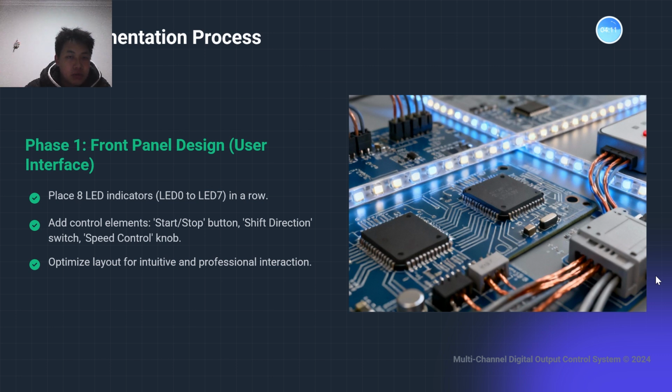So the implementation process. Part one is front panel design, the user interface. Place 8 LED indicators, LED 0 to LED 7, in a row, and add control elements: start-stop button, shift direction switch, speed control knob, and optimize layout for intuitive and professional interaction.